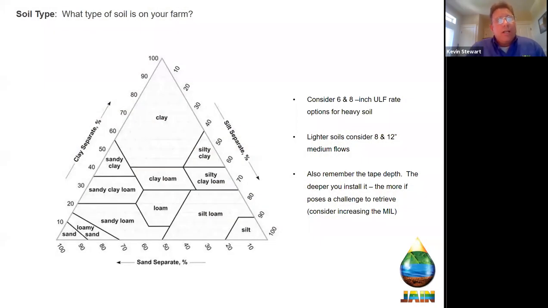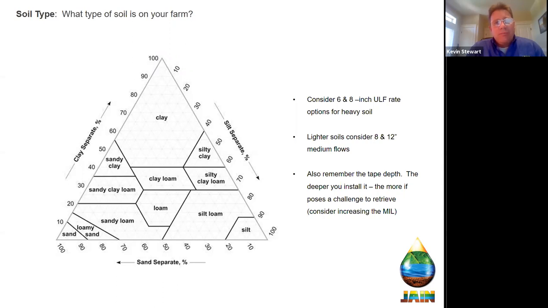Just real quick, talking about the soil type on your farm, I think it's important to make sure you understand, are you dealing with heavy soils or light soils? And that'll help determine the spacing of your drip tape and also the mill thickness of your drip tape. If you've got really, really tight soils, heavy soils, you could consider using that turbo tape on a 6 or 8 inch spacing with one of those ultra low flow products.